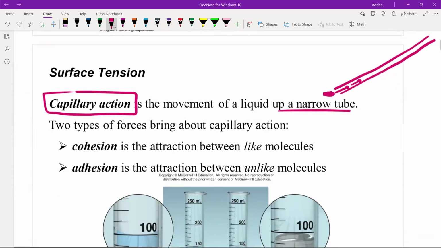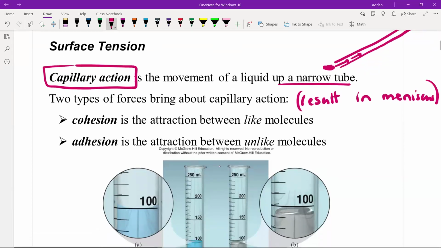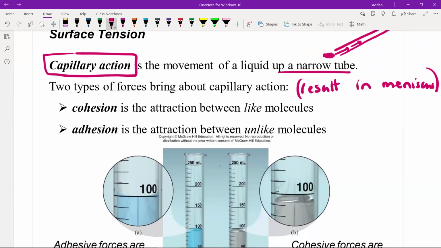There are a couple other types of forces that can also bring about capillary action, and they also result in what you've seen before, which is the meniscus shape that we associate with water in a cylindrical tube. These types of forces are known as cohesion or cohesive forces, and then we also have adhesion or adhesive forces. Okay, and the difference between them is simply what are the forces attracting? What two things are the forces being related to each other?